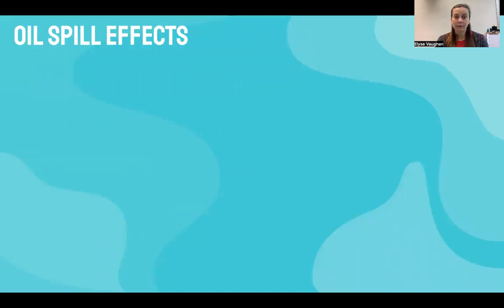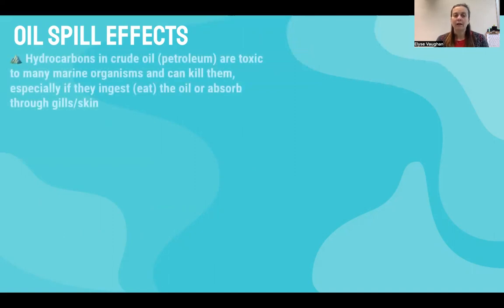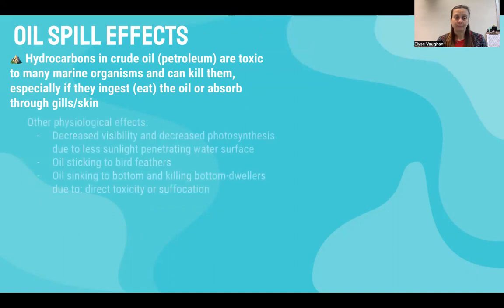Okay, oil spills. These are probably one of the first things that comes to mind when you start to think about aquatic pollution. And so when hydrocarbons in crude oil or petroleum get into the water, they're toxic to many marine organisms. They can kill them, particularly if they eat them, ingest them, or even if they absorb them through their gills or through their skin. If the concentrations aren't high enough to kill them, there are other physiological effects as well.